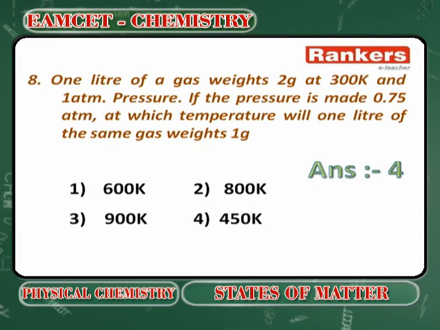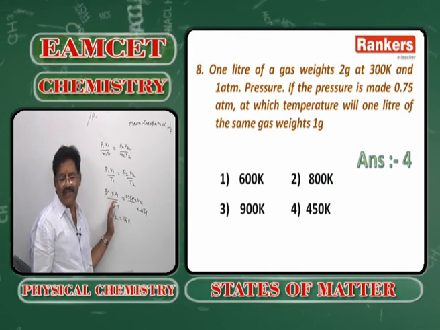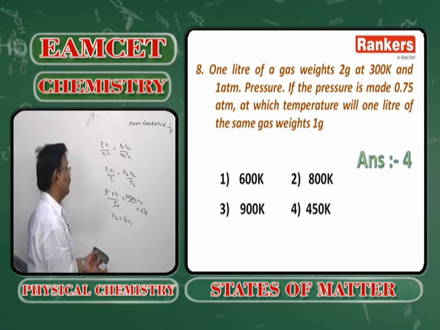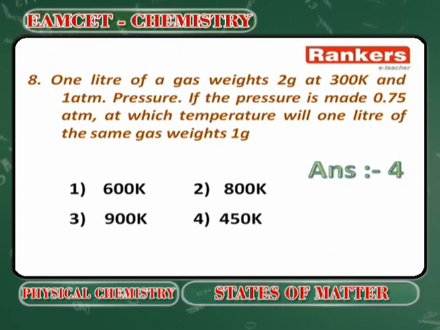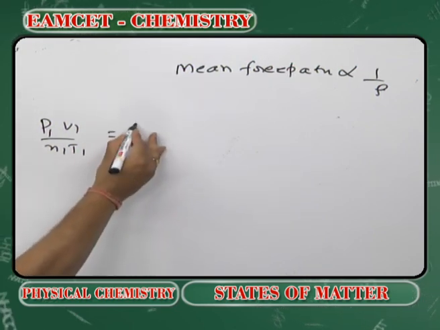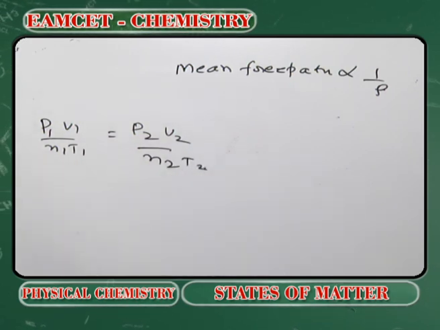Next, 1 liter of a gas weighs 2 grams at 300 Kelvin and 1 atmosphere pressure. If the pressure is made 0.75 atmospheres, at which temperature will 1 liter of the same gas weigh 1 gram? The simple way: P1 V1 by n1 T1 is equal to P2 V2 by n2 T2.